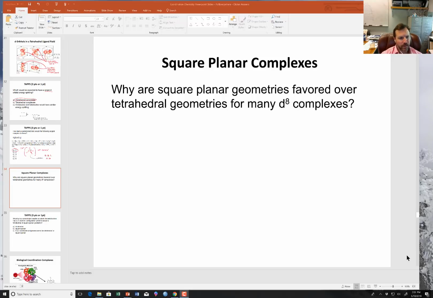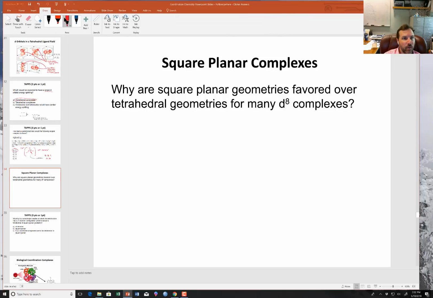All right, hello everyone. I wanted to do just a quick review of the square planar versus tetrahedral geometries that we talked about at the end of lecture today, just to make sure everyone feels comfortable with that. So I wanted to first go over how we came up with the square planar geometry. So I'll use the example that we had in class with platinum, cisplatin.